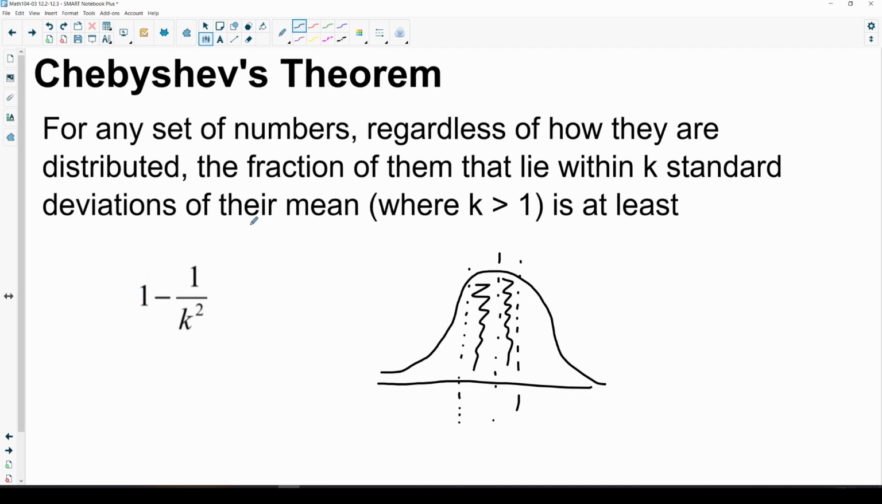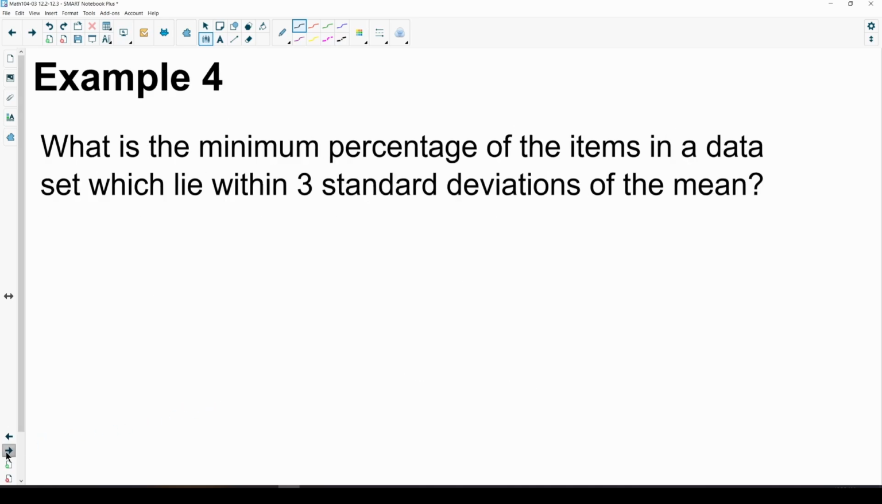Chebyshev's theorem is the one that allows you to actually calculate how many percentage points will be in each standard deviation regardless of the shape. So while it might be 34% here, it may be different for other distributions. So for instance, what's the minimum percentage of the items in the data set that lie within 3 standard deviations of the mean? Well, we can take Chebyshev's theorem.